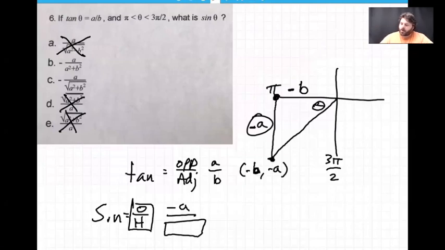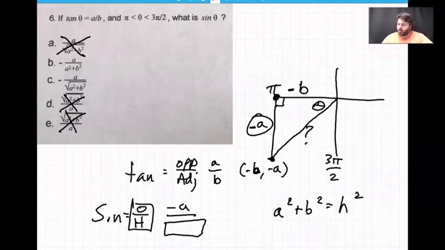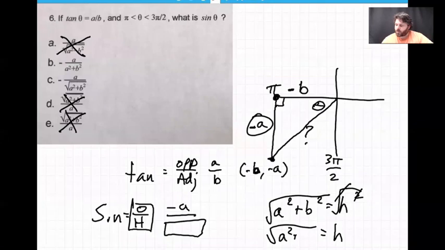Okay, well, how do I find this third side here? Well, I use the Pythagorean theorem, right? We make a right triangle here. I know that A squared plus B squared equals the hypotenuse squared. Well, all I've got to do is take the square root of the hypotenuse squared to solve for H, and I get the square root of A squared plus B squared. That means the hypotenuse is the square root of A squared plus B squared.